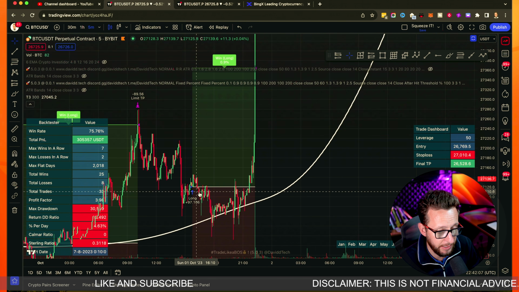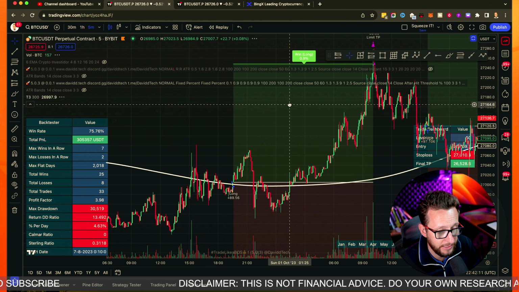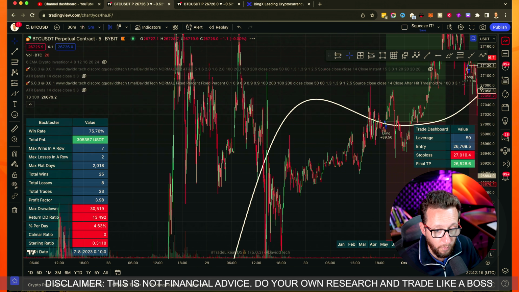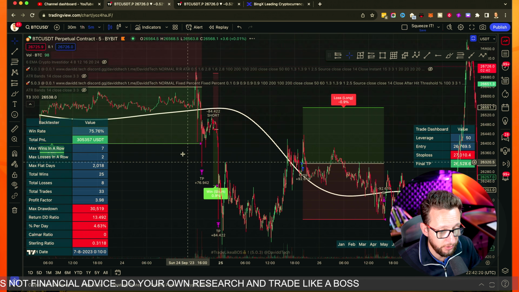That was an absolutely perfect entry. Look at these entries here. We're taking 0.9% with a 0.9% stop loss. So we have a risk to reward of 1-to-1. As you can see, each of these entries are absolutely brilliant.